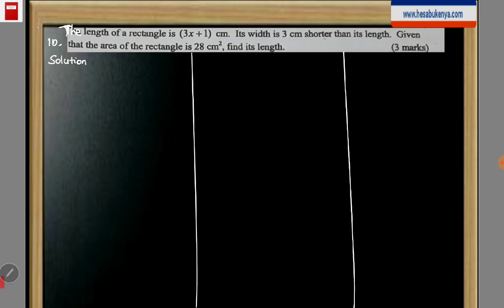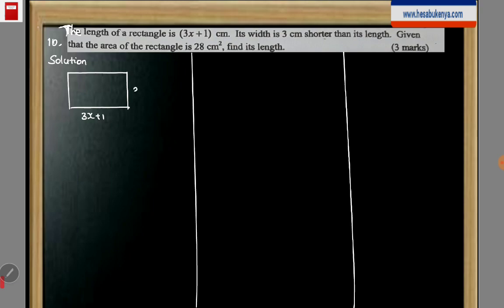We have a rectangle with unknown dimensions, but we have expressions representing the dimensions of the rectangle. So, from the information given, we can get the expressions. We have been told that the length of the rectangle is 3x plus 1. And then its width is 3 centimeters shorter than its length.